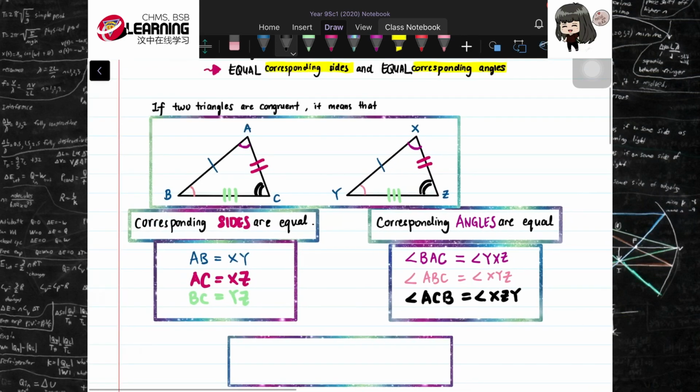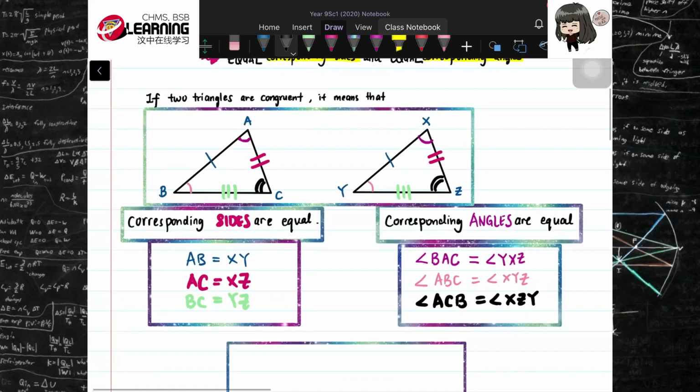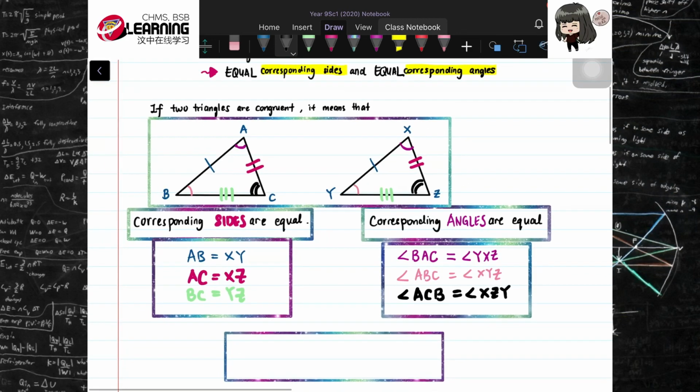So we can call these two triangles congruent when all the sides are equal and all the angles are equal, as in corresponding sides are equal and corresponding angles are equal. We must show every side and every angle. If they are the same, then we can conclude that they are congruent. So we know what is congruent now.